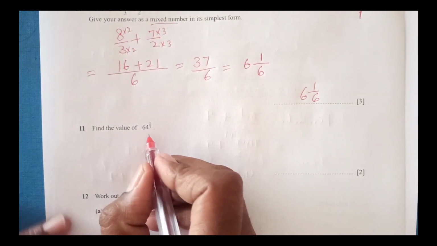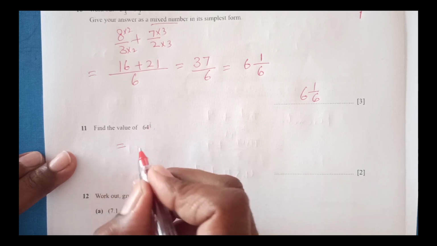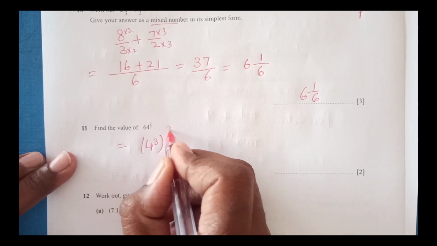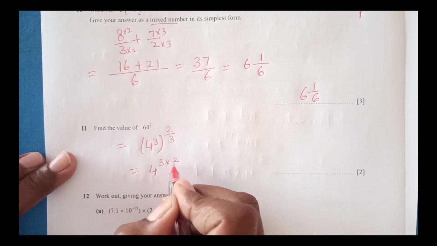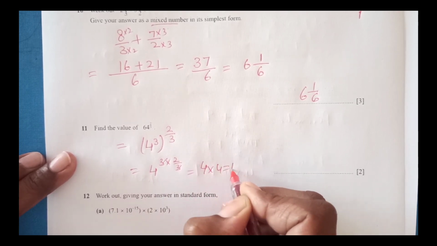Now find the value of 64 power 2 over 3. Now you know that 4 power 3 is 64, right? We can replace 64 by 4 power 3. This is 2 over 3. 3 and 3 is gone. 4 power 2 is 4 times 4, it is 16.